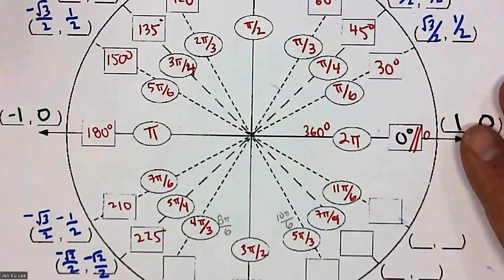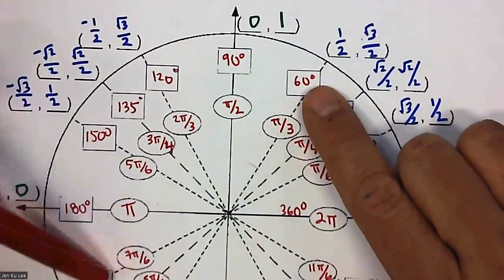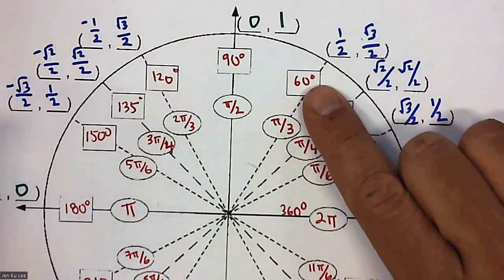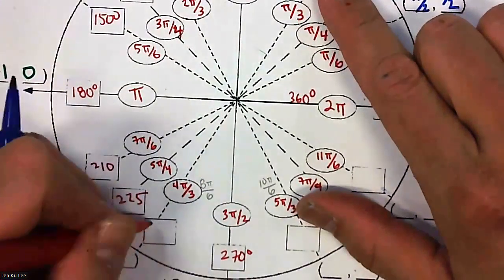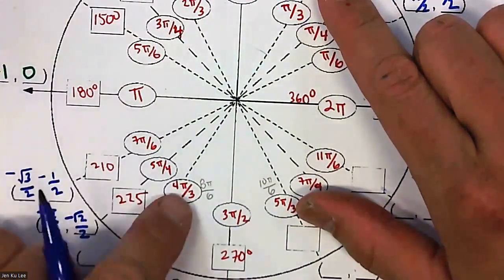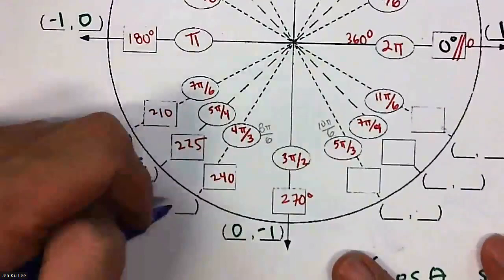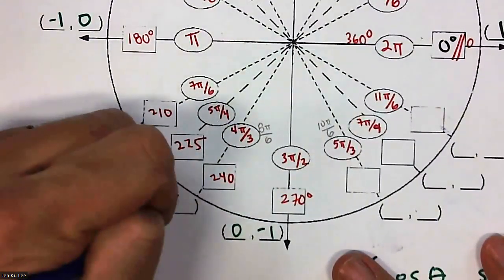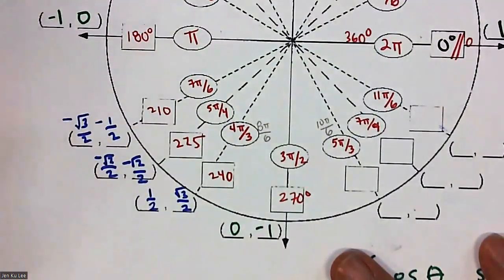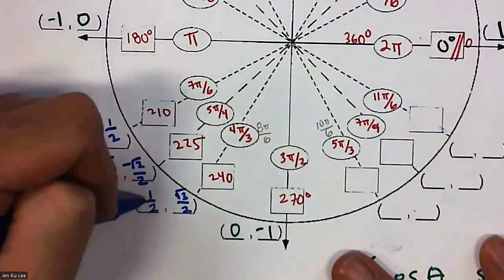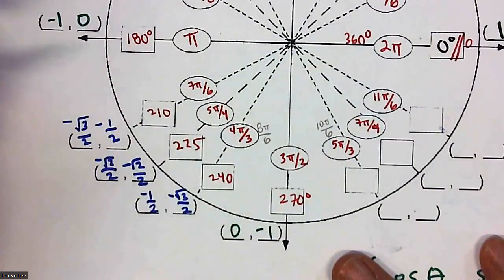All right. And then 4 pi over 3, so 4 times 60 is 240. So that has a coordinate of 1/2 and square root of 3 over 2. I'm just going to write 1/2, square root of 3 over 2, not 3 pi over 2. They're both negatives in my third quadrant, so they're both negative, right?